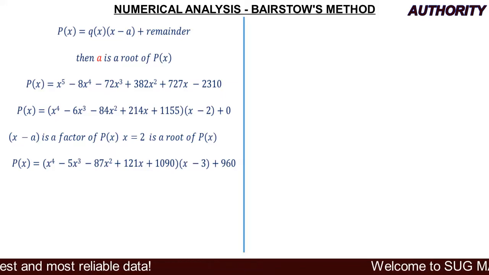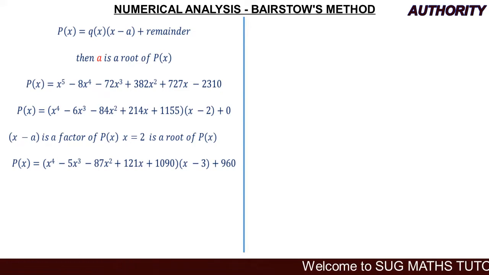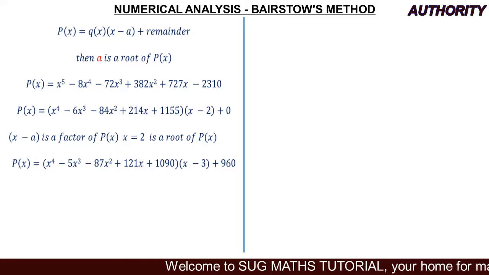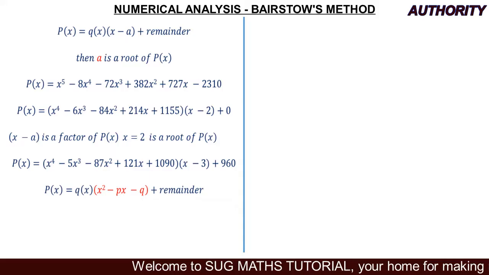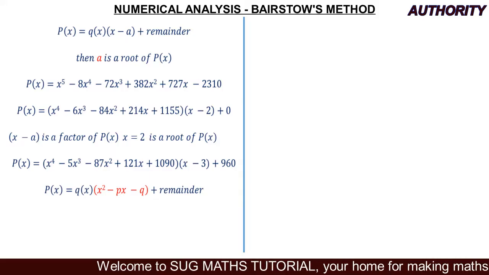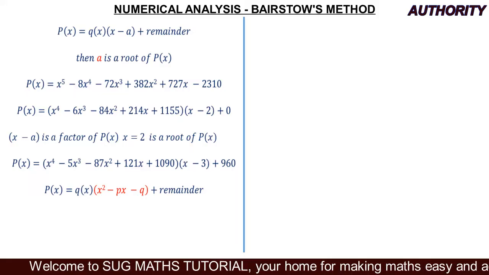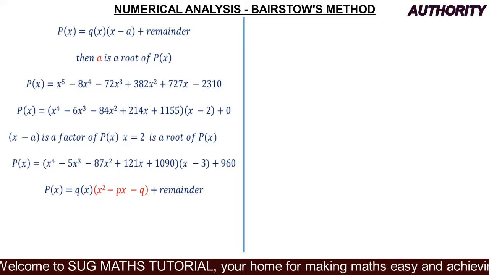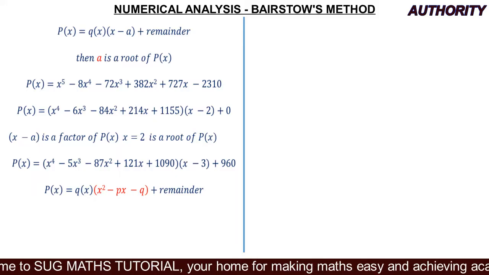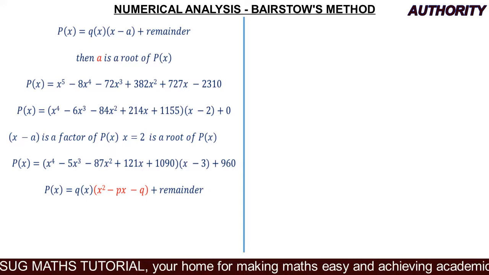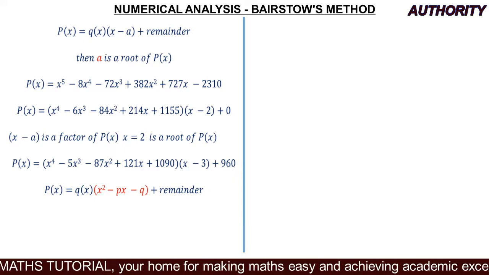Okay, good. So now, this x minus 3 that we factored out, it could be quadratic. That is to say that p of x, a polynomial, can be written as a product of two polynomials, of which one of the polynomials is quadratic, like this. q of x is a polynomial multiplied by another polynomial that is quadratic, let's say x squared minus px minus q, then plus a remainder.